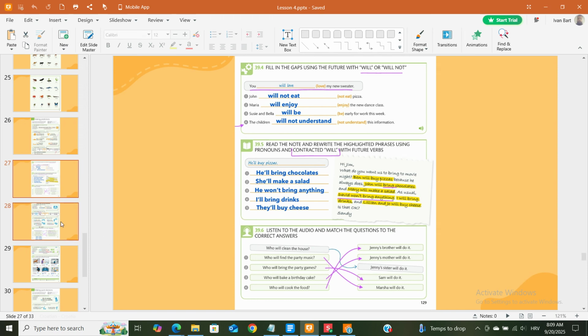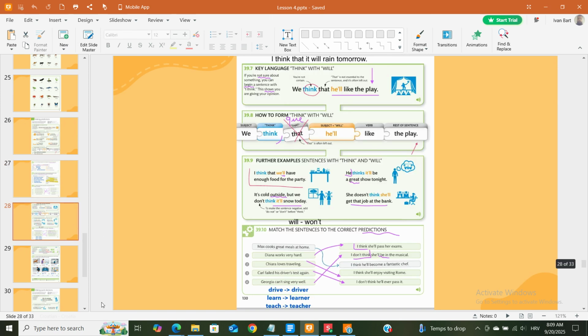I think that it will rain tomorrow. 39.7 Key language: think with will. If you're not sure about something, you can begin a sentence with I think. This shows you are giving your opinion. You're not certain. That is not essential to the sentence, and it's often left out. We think that he'll like the play.